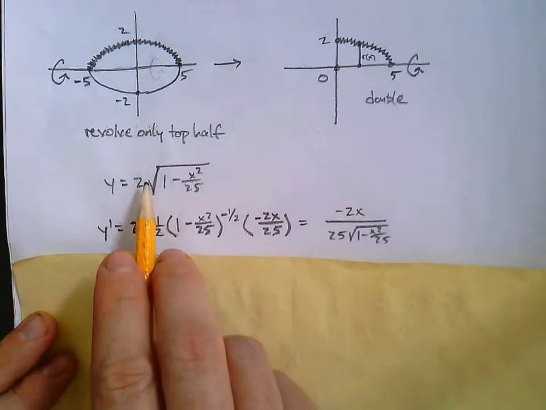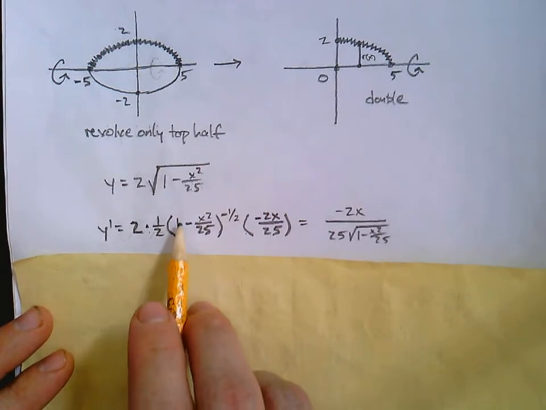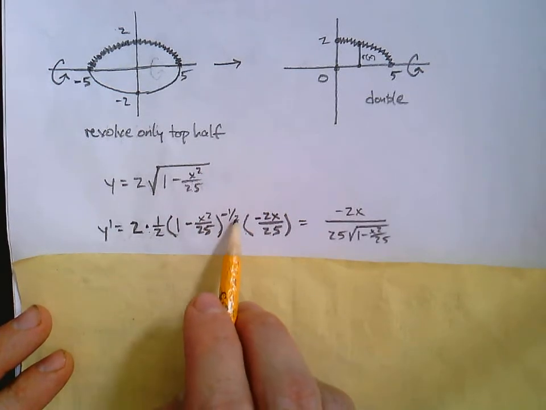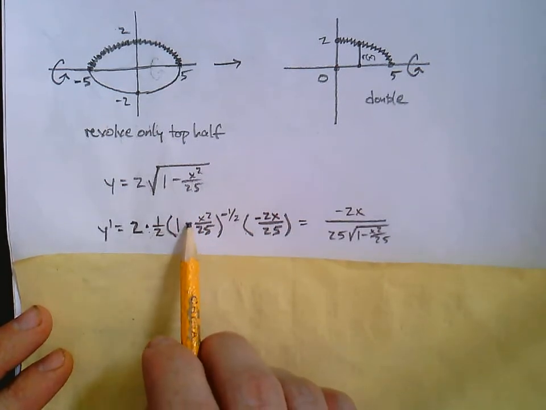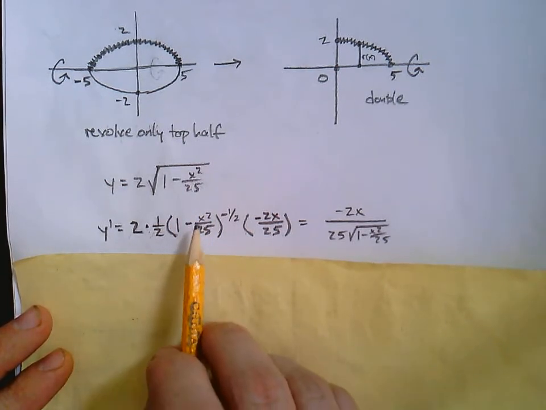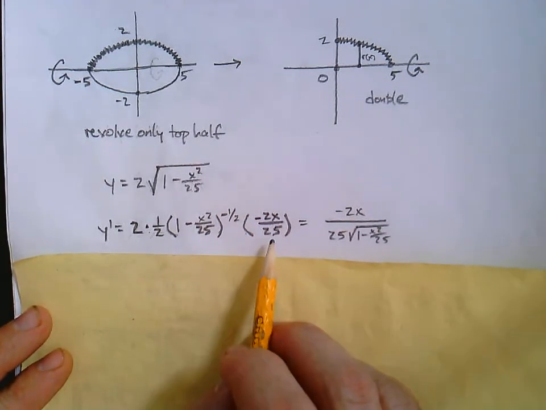So here we go. I just left that constant multiple 2, and then the derivative here, the 1/2, 1 minus x squared over 25 to the negative 1/2. And then the derivative of the inside, think of that as negative 1 over 25 x squared, and your derivative is negative 2x over 25.